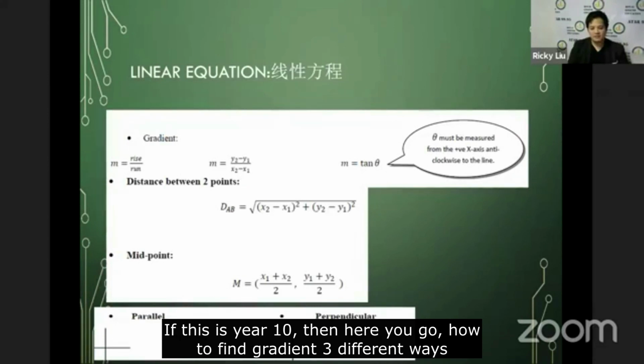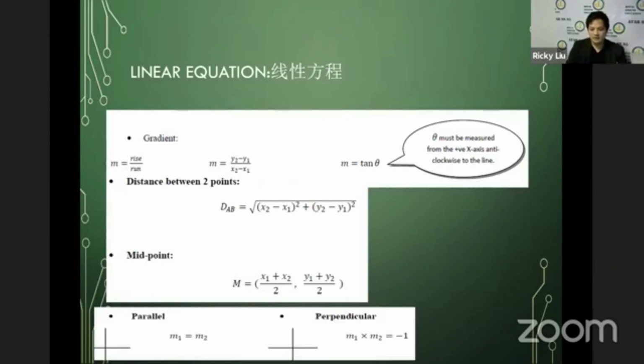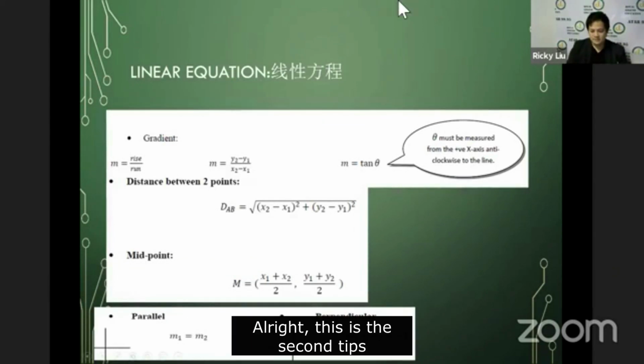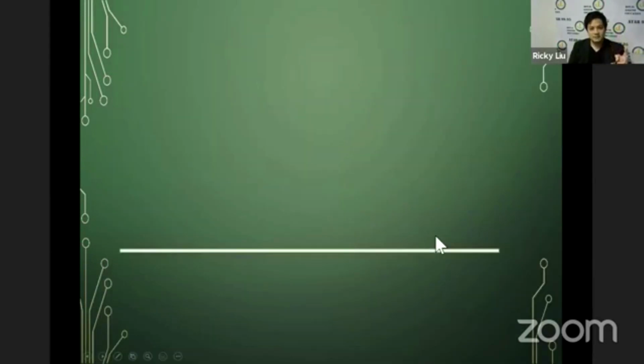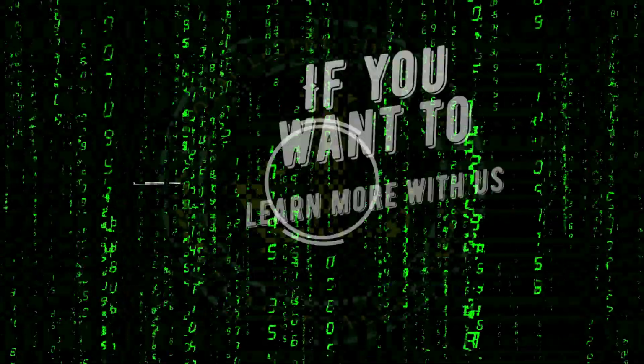If this is year 10, then here we go. How to find gradient: 3 different ways, the difference of, like, distance of 2 points, midpoint, parallel, and perpendicular. This is all you need to know for linear. All right, this is the second tip for how to do revision with high efficiency.